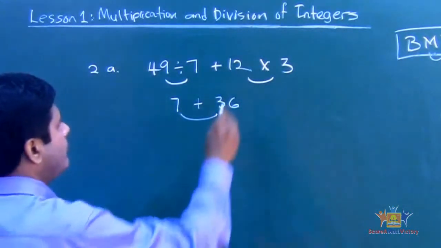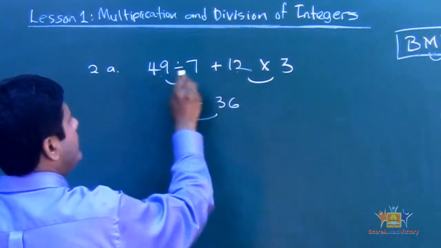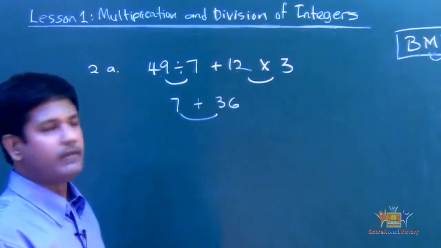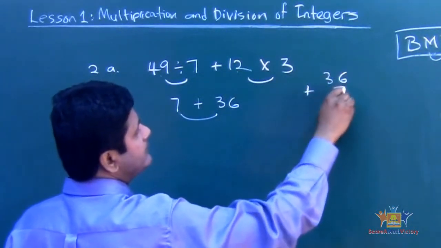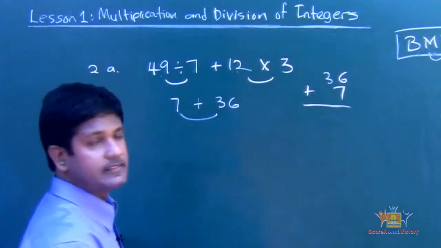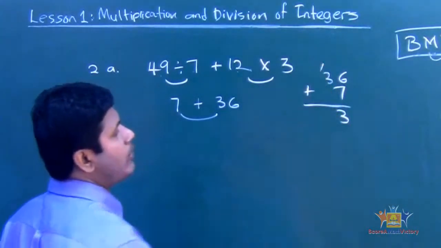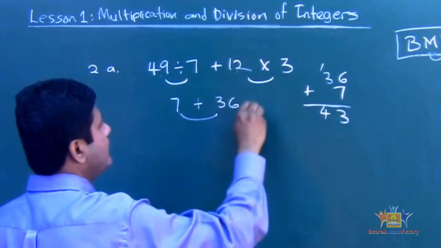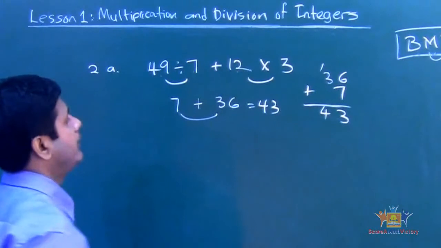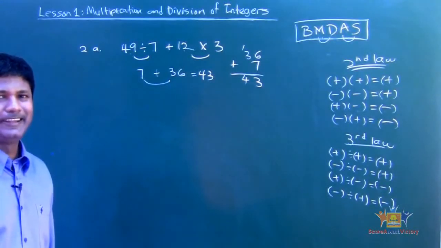Alright, so we multiply 12 times 3 is 36, 49 divided by 7 is 7. Now I'm going to add them. 36, I'm going to add them with 7, line them up. 6 plus 7 is 13, carry 1 and leave the 3 there. 1 plus 3 is 4. So it gives me 43 right there. You got it? Good job.